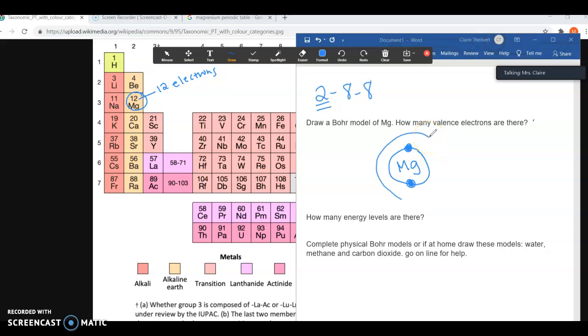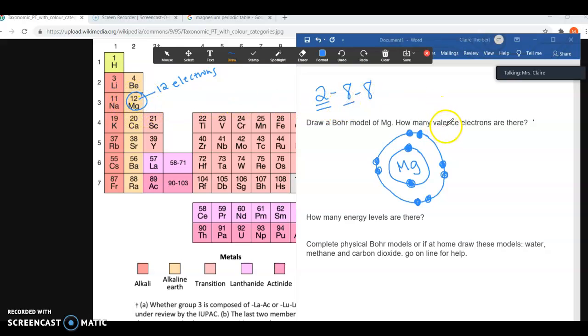In the second ring, we can do 8. So I'm going to do 1, 2, 3, 4, 5, 6, 7, 8. And I kind of draw it like that. So I always go 1, 2, and I just go in a circle, and then you do couples. Okay, so now we have 1, 2, 3, 4, 5, 6, 7, 8, 9, 10. But again, we need 12 electrons.